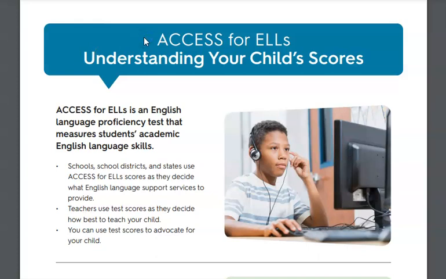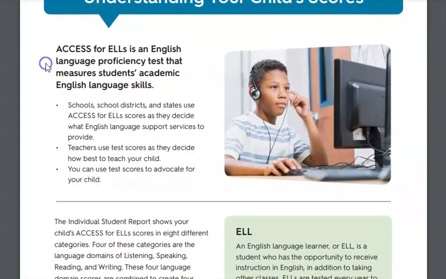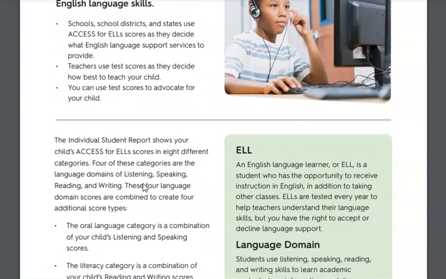Access for ELLs: Understanding Your Child's Scores. Access for ELLs is an English language proficiency test that measures students' academic English language skills. Schools, school districts, and states use Access for ELL scores as they decide what English language support services to provide. Teachers use test scores as they decide how best to teach your child. You can use test scores to advocate for your child.